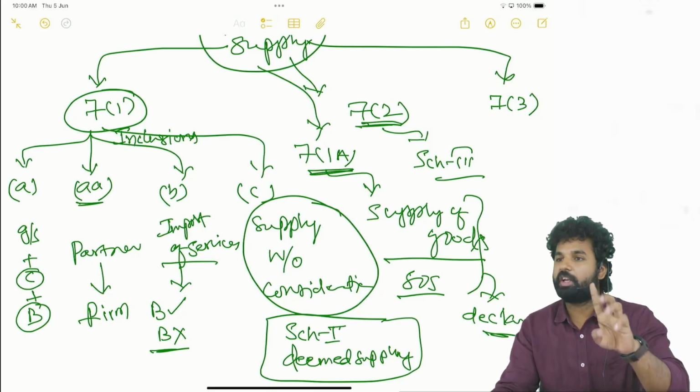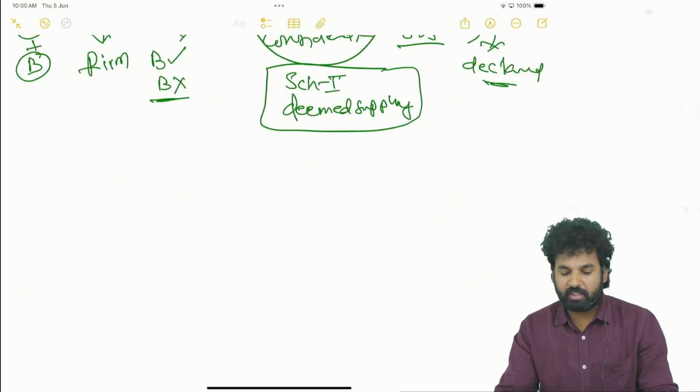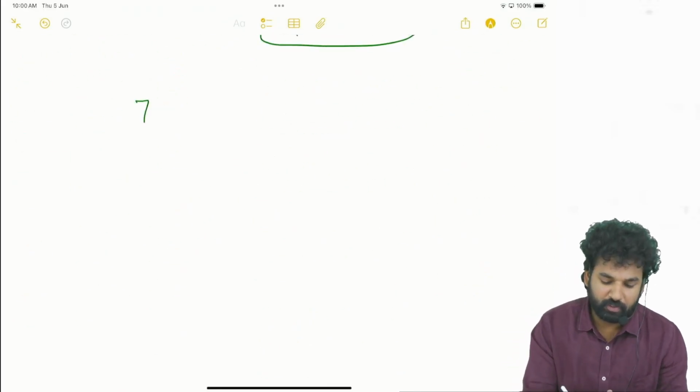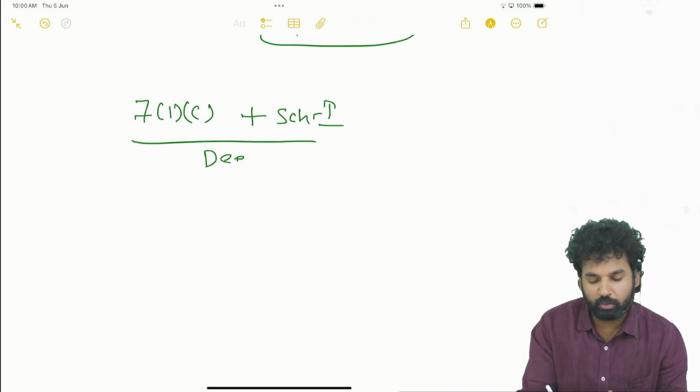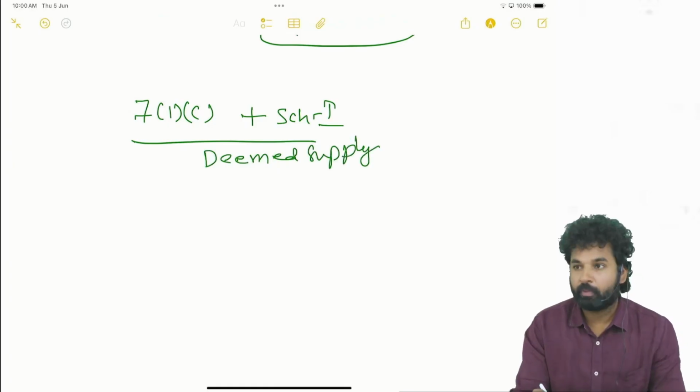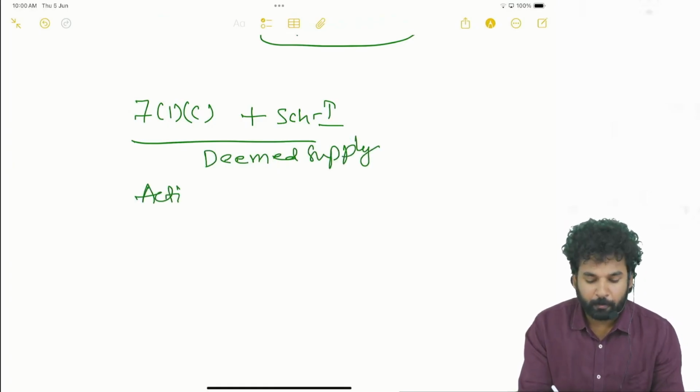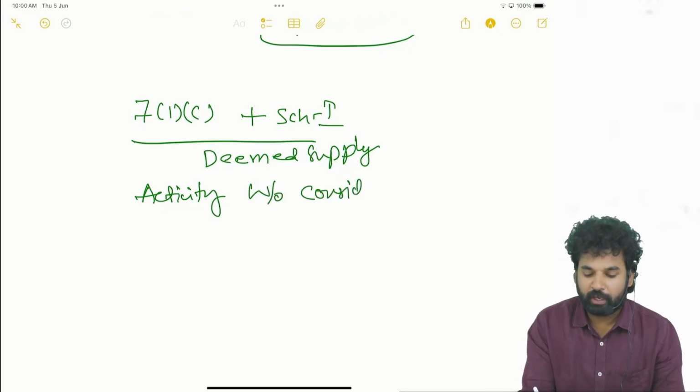In that, the last activity is pending now. Okay, 7.1c, read with schedule 1, where we are talking about deemed supply. Deemed supply means if an activity is done without consideration, but still will be regarded as supply.